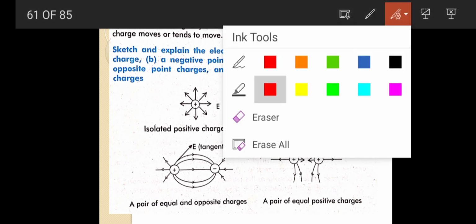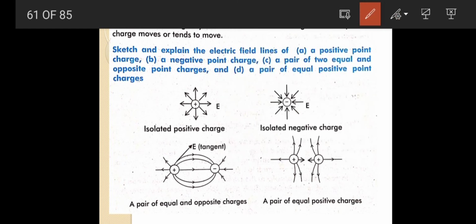Okay, now we will try to sketch electric field lines for a positive point charge, a negative point charge, a pair of equal and opposite point charges, and a pair of equal positive point charges. Let us try to draw electric field lines for an isolated positive point charge.